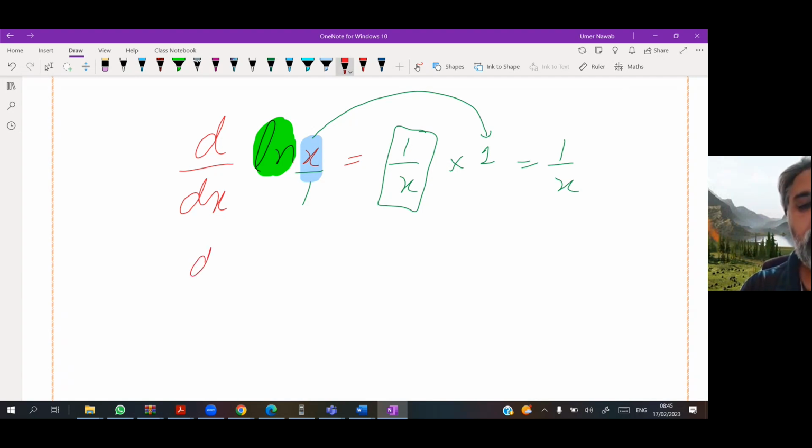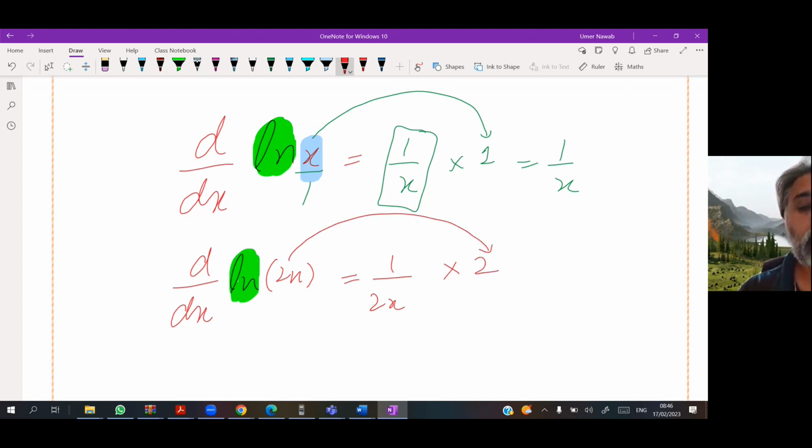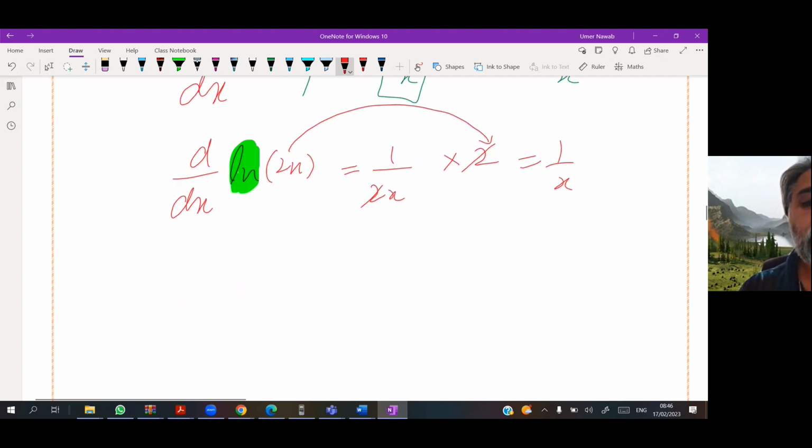Suppose if in the exam I ask you derivative of ln of 2x. Wow, ln of 2x. What I need to do? First, I want to recall what is the derivative of ln? The derivative of ln is reciprocate my argument. This is 2x, so I'm going to write it as 1 over 2x. Then the further derivative of 2x is 2 in the numerator. So 2 cancels. Again, the answer is 1 over x.